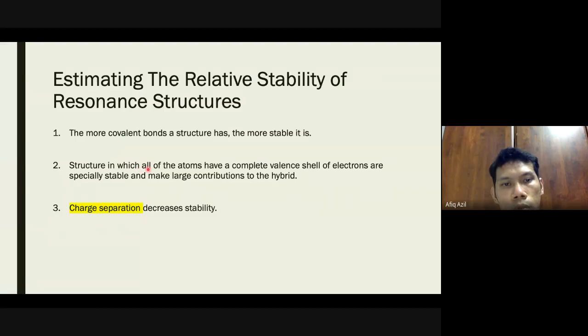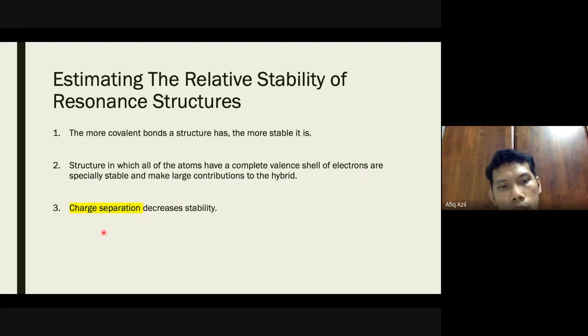So structures in which all of the atoms have a complete valence shell of electrons are especially stable and make a large contribution to the hybrid. Complete valence shell means that the outer shell of, let's say, carbon contains 4 bonds. Or if it doesn't contain 4 bonds, the carbon has 3 bonds and also 2 electrons. So that means the octet rule is still being fulfilled.